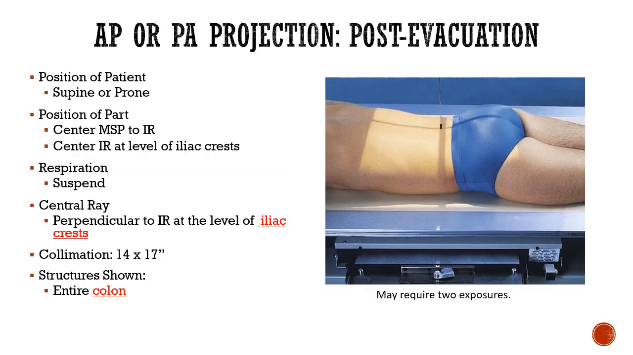The AP or PA projection can be used for post-evacuation. In this case, the patient's either supine or prone. We're going to have the mid-sagittal plane aligned to the image receptor. We're going to center at the level of the iliac crest again. Suspend respiration. So our central ray is going to be perpendicular to the image receptor at the level of the iliac crest, and we're going to keep our collimation maintained at 14 by 17. Again, this shows the entire colon. It may require 2 exposures depending upon the size of your patient.